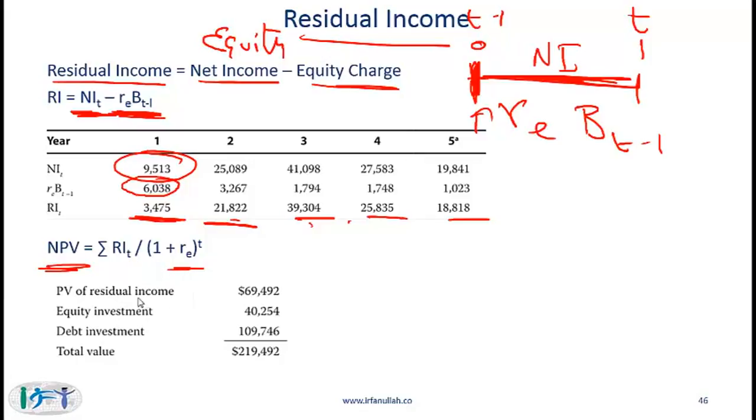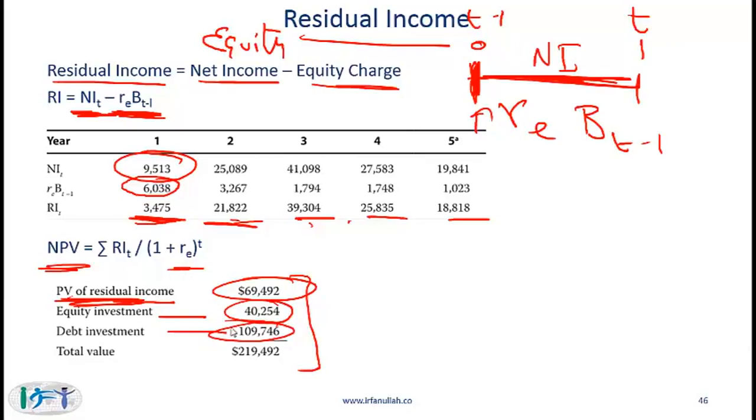If you look at this calculation, all this is saying is that the present value of residual income is telling you that based on the residual income that will be generated in the future, what is the value? You can add that to your existing equity investment and add that to the value of debt. That will give you the total value.